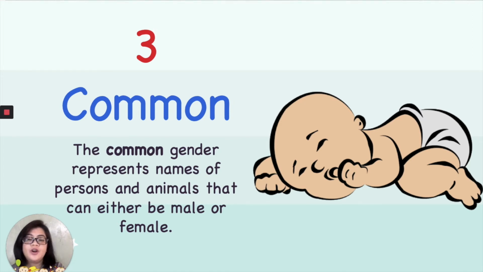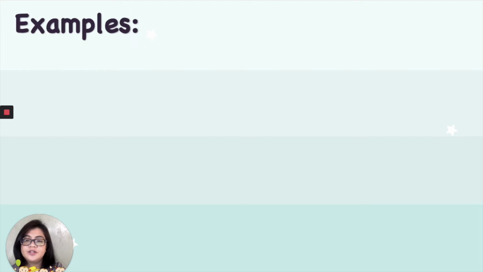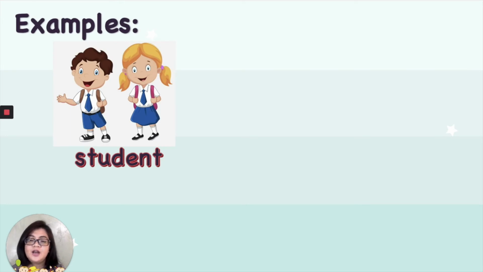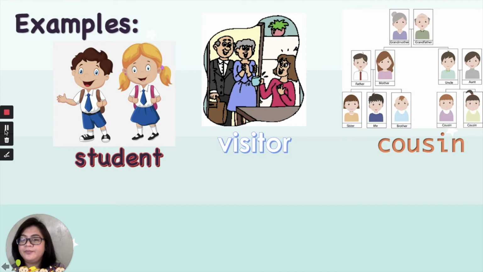There are plenty of other examples of common genders, like student. When a person talks about the student, it can be either male or female. Visitor. When your parents tell you that you will have a visitor, you are not sure whether that visitor is a male or female. So it can be either male or female. Cousins are the children of your uncle and your aunt. If you have a cousin, that cousin can be either a male or female.